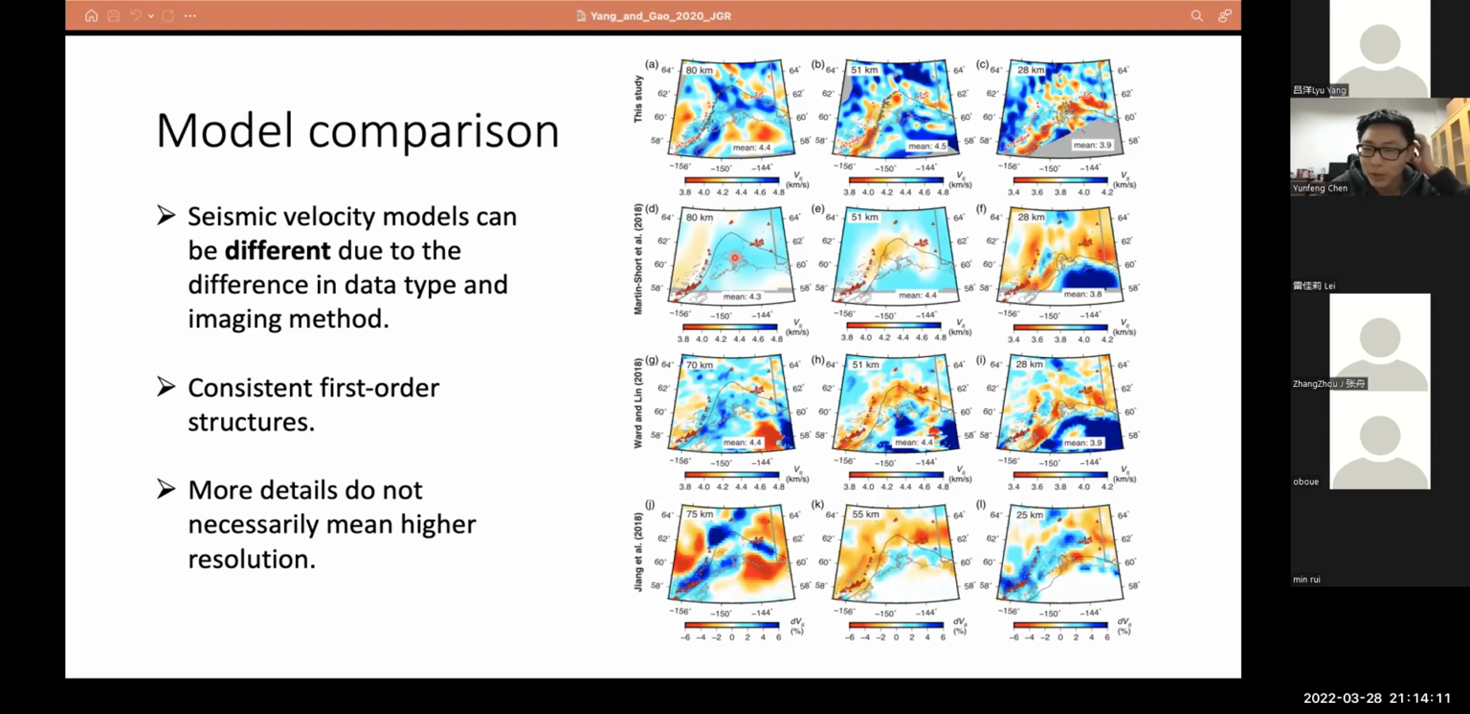I'm going to pause a bit and maybe ask a question. So which one do you prefer? Of all these 4 models, which one do you think is the best?